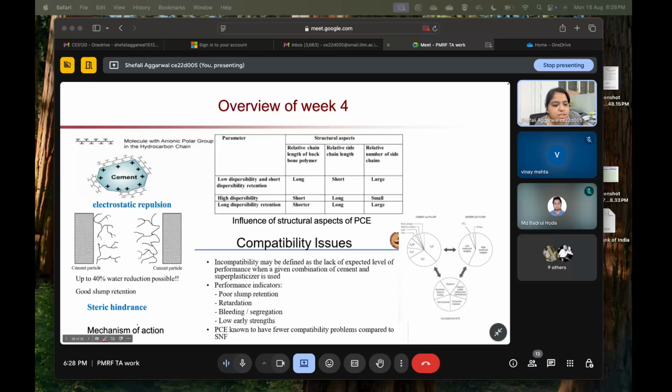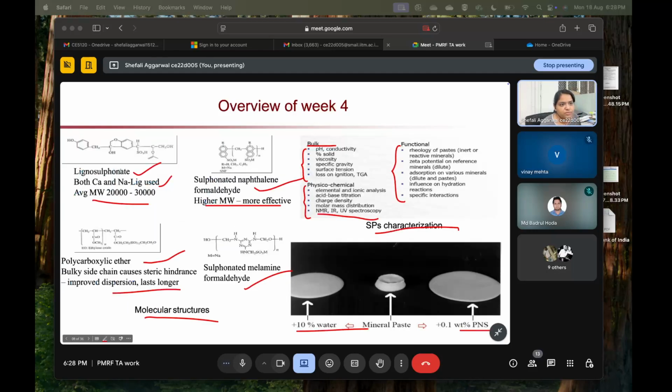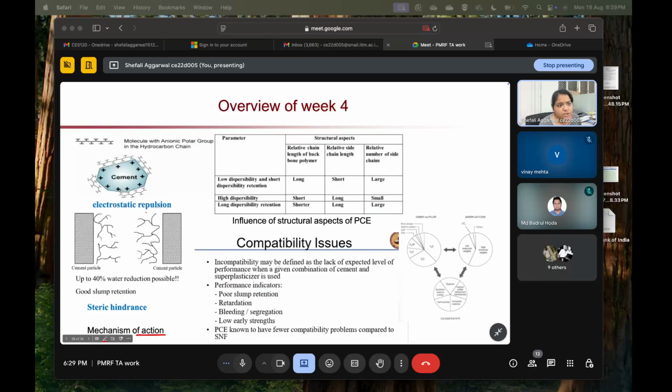So next thing is, how exactly are the superplasticizers working? What is the mechanism of action? As we have talked about 4 different types of superplasticizer, these are all old superplasticizers, and currently what we are using is PCE based superplasticizer, or polycarboxylic ether based superplasticizer. All the old superplasticizers' main mechanism was electrostatic repulsion.